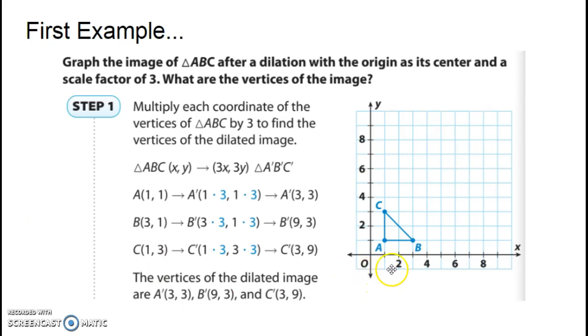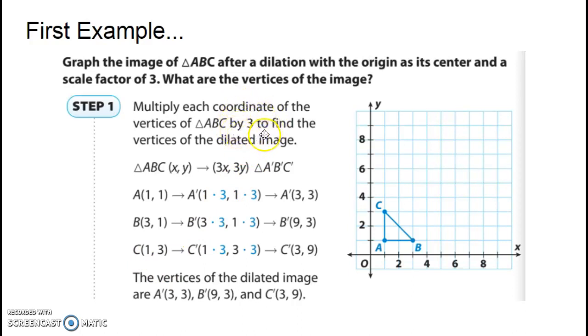You take the ordered pair of A. So we have 1 and 1. So A is that point, 1 and 1. B is 3 and 1. And then for C, we have 1 and 3.